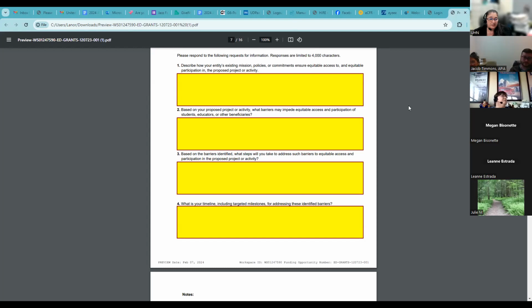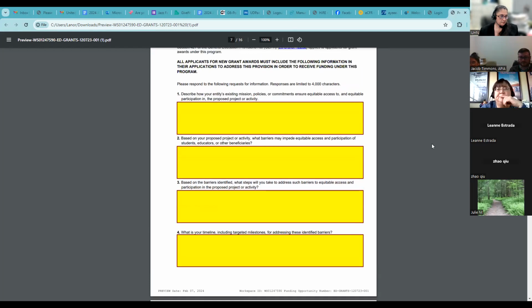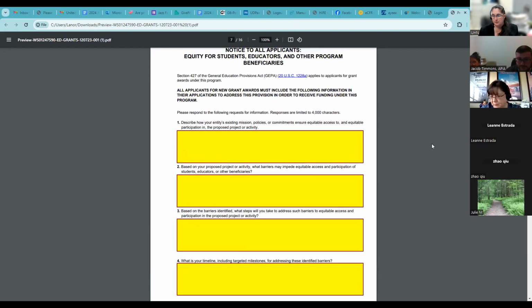And then based on the barriers identified, the steps that you're going to take to assure their equitable access. So you address that. But again, if there's none, there are no barriers. And what are your timelines, including target milestones, for addressing these barriers? So again, it's totally fine to say not applicable. Yeah, but this is an all new form.